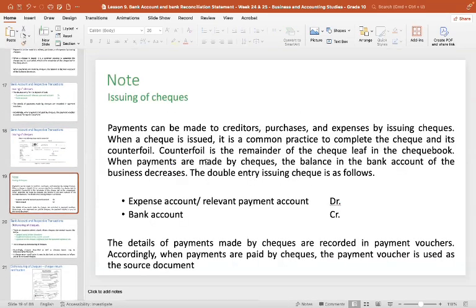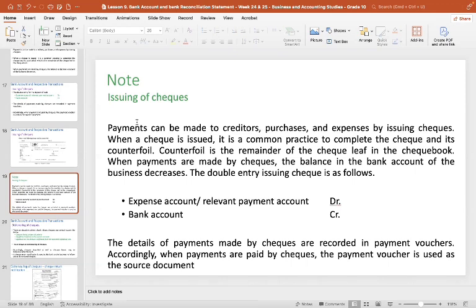Issuing of checks. Put the heading as issuing of checks. Payments can be made to creditors, purchasers, and expenses by issuing checks.